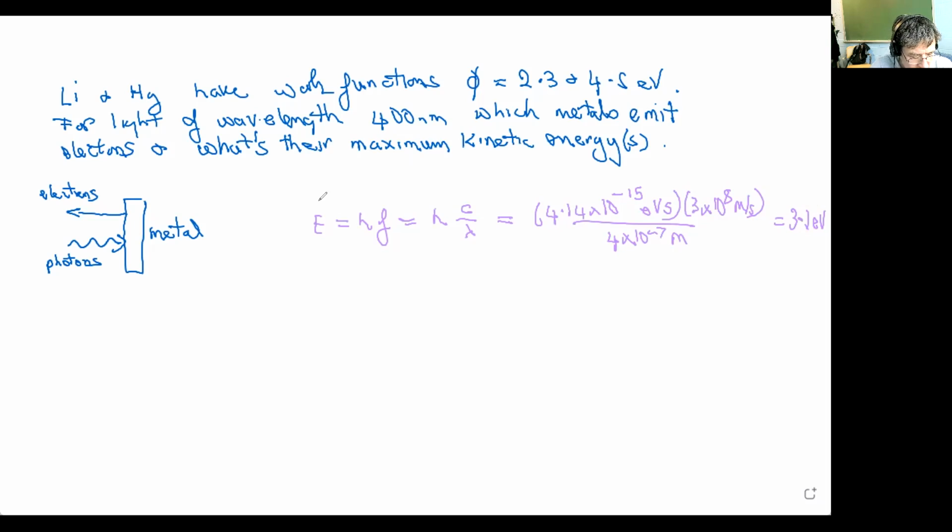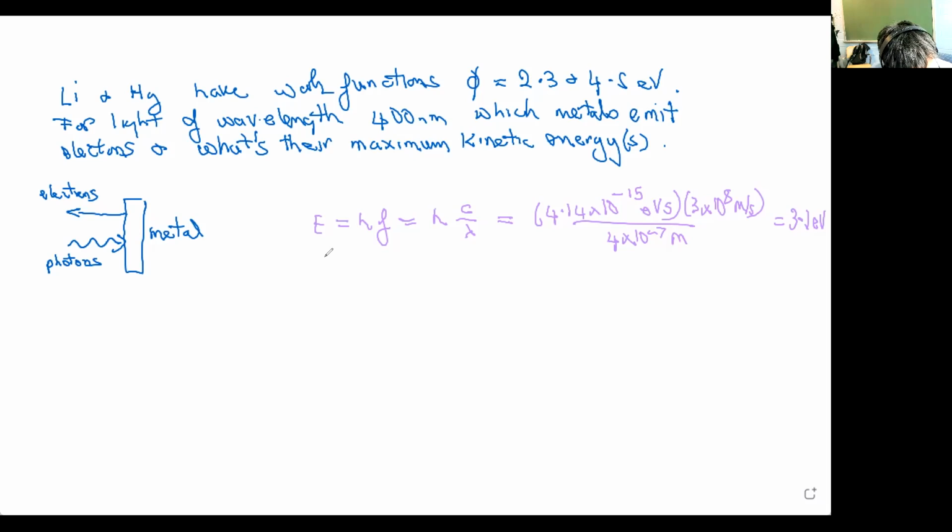So once you know the energy of the photons that we're shining onto the two different metals, you can compare that with the work functions of the two different metals and determine whether those metals do or do not emit photoelectrons. 3.1 eV is greater than the lithium work function, and so lithium does emit photoelectrons with this wavelength light. 3.1 eV is smaller than the mercury work function, so mercury does not emit photoelectrons with this light.